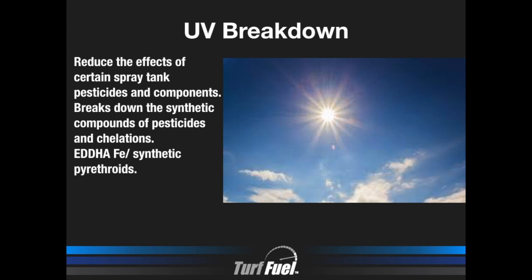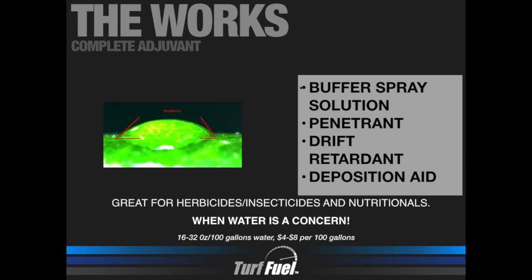A quick, brief synopsis of Turf Fuel's top foliar adjuvants. The Works. Like its name suggests, it does almost everything. A pH buffer, great penetrant, reduces drift, aids in deposition, great for herbicides and insecticides where pH is a big concern for pesticidal loss. When you look at the cost of a foliar adjuvant, $4 to $8 per 100 gallons of water, and you're saving 30 to 50% of your pesticidal tank mix, do the math. The Works is a great product for all-around use, particularly when pH is an issue with a particular product.